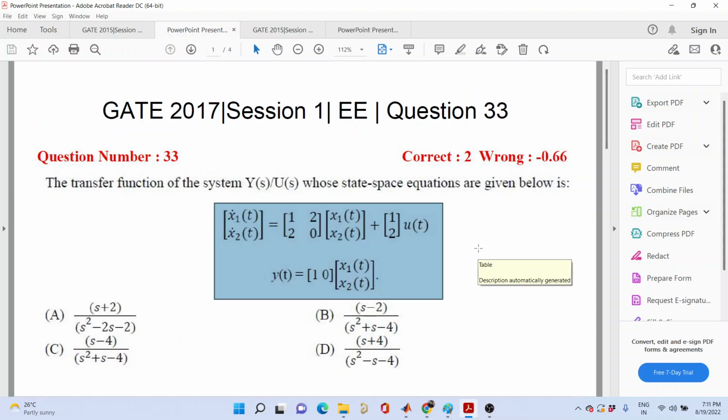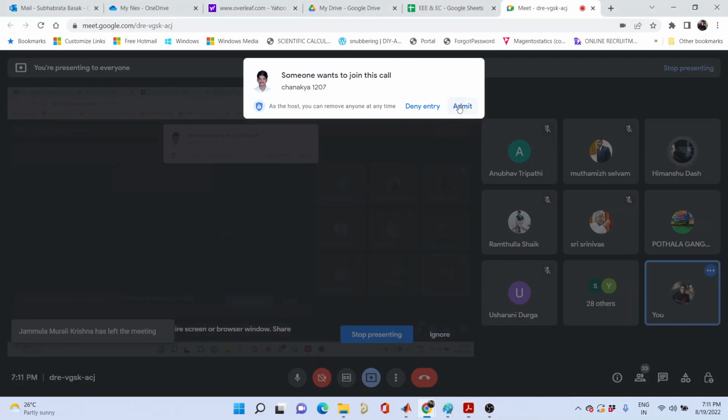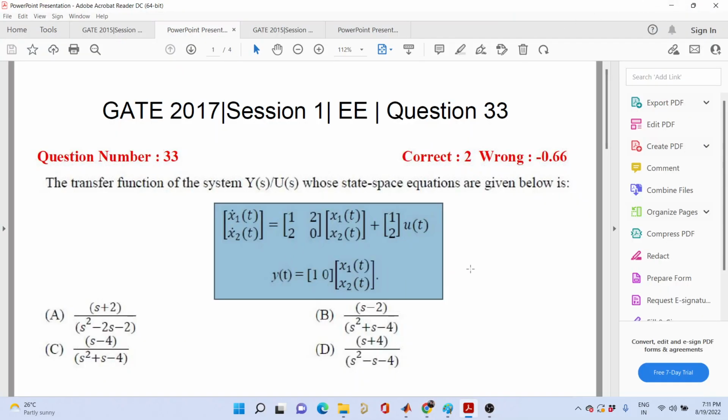Yes, sir, we can see it. How are you saying it? Just tell me, how are you doing it? That's what I'm asking. Because some terms in the matrix present the roots present in the equation.